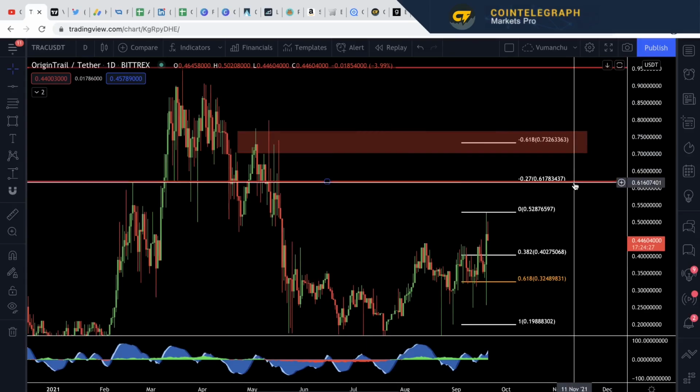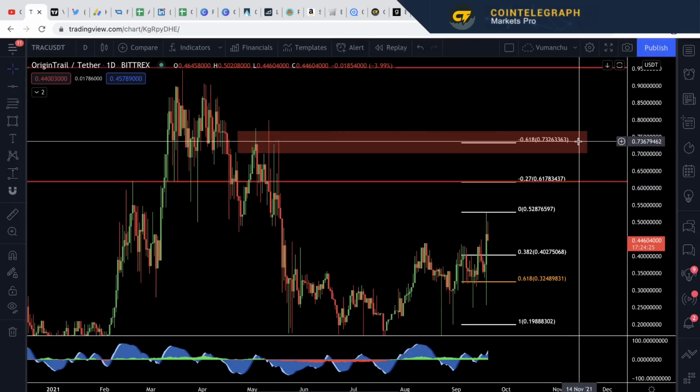You've got to break through 61 cent, and then you've also got to break through 73 cent. They're targets where I would potentially look to take profit, whether you're wanting to sell up and move on, skim a bit of profit off, or if you're looking to accumulate.